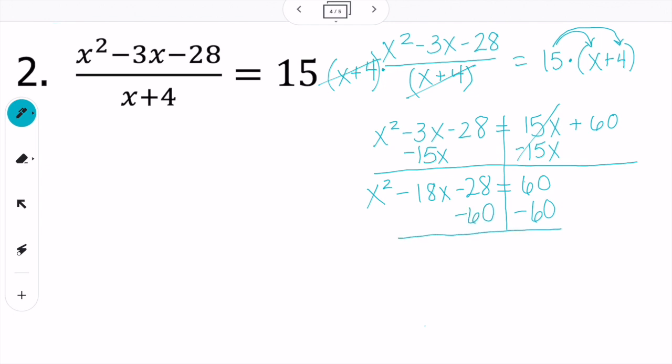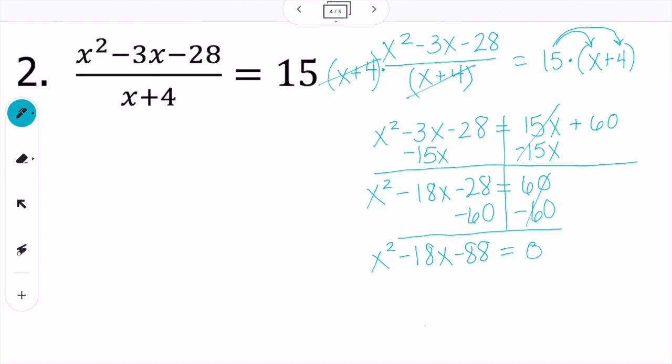Notice when I'm subtracting the 60, I want to make sure to line it up with its like terms. So I put it right underneath the normal numbers, not with the pieces with the x on it. And that's good. We got everything to cancel on the left. On the left now, I have x squared minus 18x minus 88.